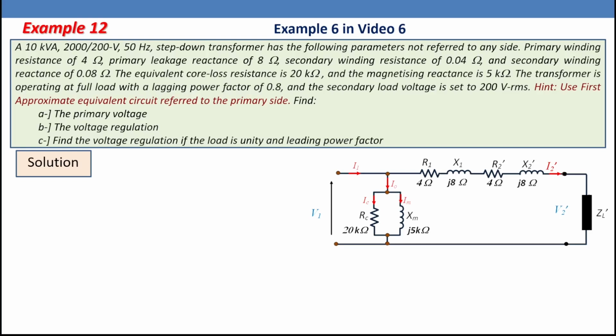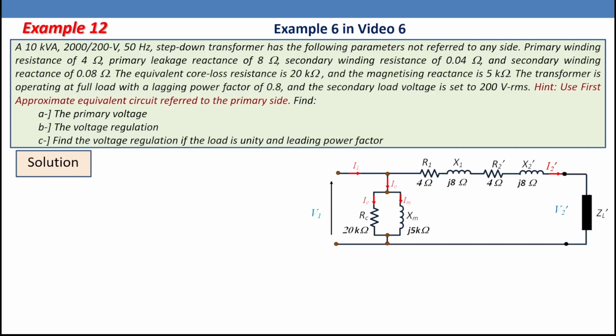But in voltage regulation, you don't calculate anything using the first approximate equivalent circuit. We are concerned with the voltages V1 and V2 dash. If we calculate efficiency, we need the first approximate equivalent circuit. But to calculate the voltage regulation, we need to know the values of V1 and V2 dash. So we need to calculate the primary voltage and the voltage regulation if the load has 0.8 lagging power factor and the secondary load voltage is adjusted to 200 volt.